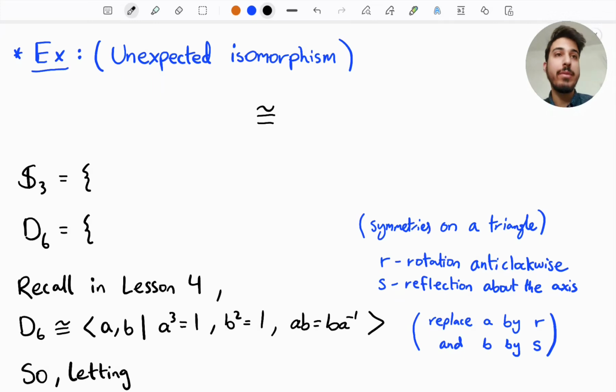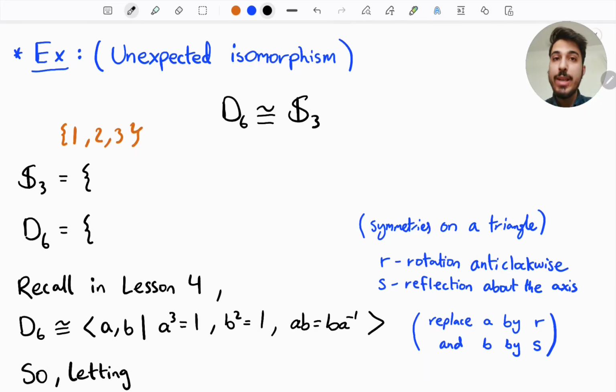This is what I'm going to be proving now. So D6 is isomorphic to S3. So let us write down S3 and D6 to get a better idea of what we're dealing with. So S3 is the group, again, of permutations of the elements 1, 2, and 3.